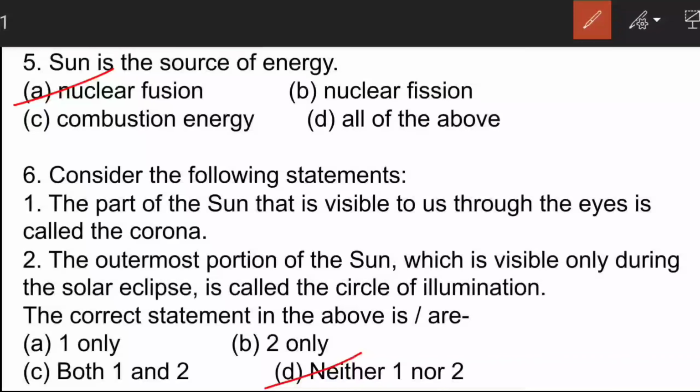The part of the sun that is visible to us is known as the circle of illumination, and the part which is visible only during a solar eclipse is known as the corona. And generally the part of the sun that we see is known as the photosphere.